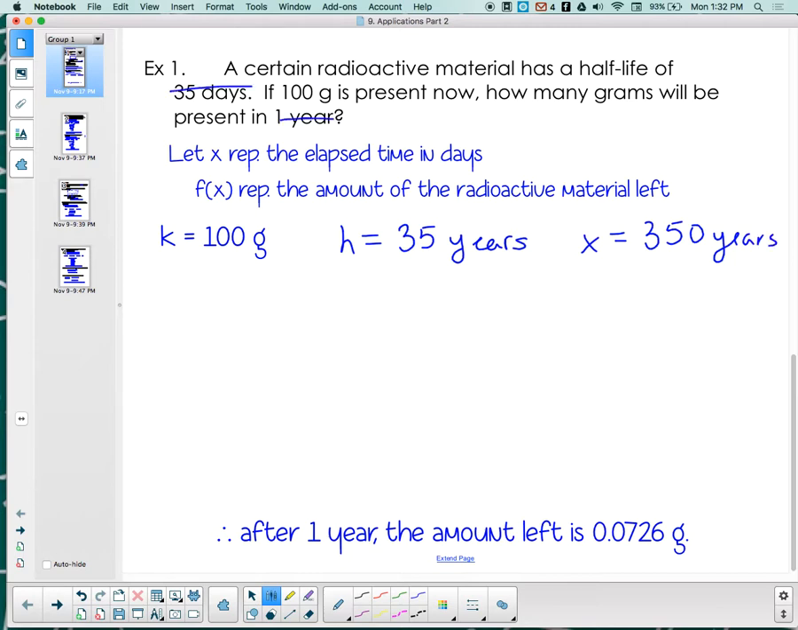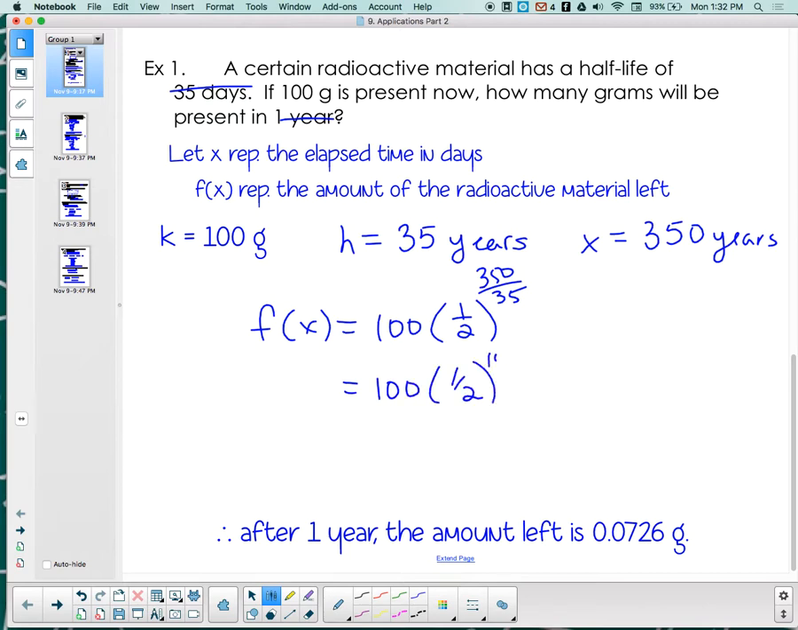So let's calculate this. H and X are in the same units of years, so we don't need to worry about that. So that means our f of x is going to be 100 times a half to the power of 350 over 35, which is just 10. So really what we're calculating is 100 times a half to the power of 10. And then you can plug it in with the calculator, and we'll see what that gives you.